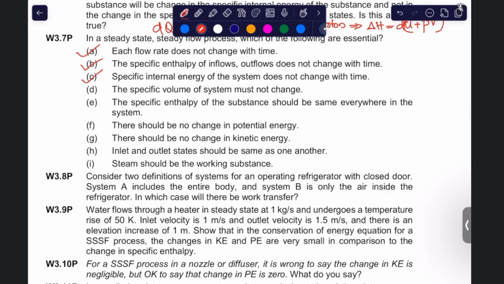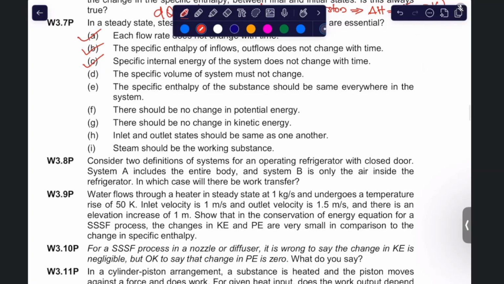Next is specific enthalpy of the substance should be same everywhere in the system. That is also not required, because in heat exchangers, the inlet and outlet enthalpies are different, and still they are steady state. So that is also not required.